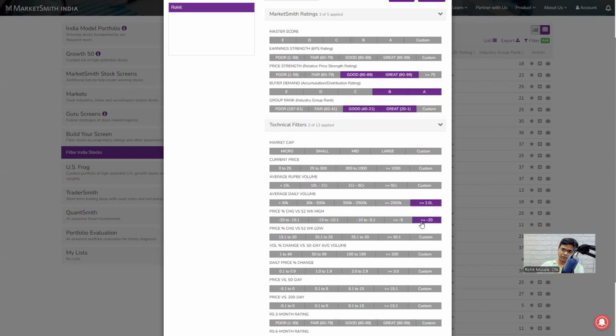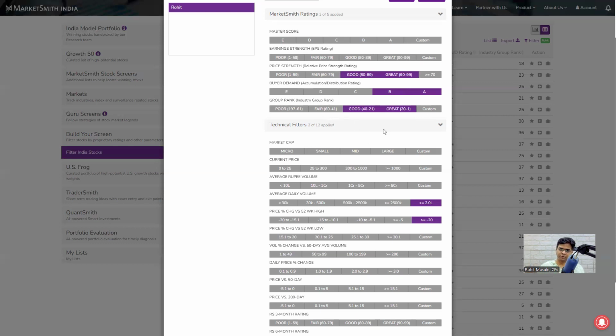So again, this will filter out a lot of stocks. You start with 1,000 stocks, and when you apply all these filters, you end up with only 41 stocks. Each of these filters is keeping you away from stocks that are not worth your time. And if you consistently use these filters daily, the analysis is already done for you by MarketSmith. These ratings are extremely powerful.